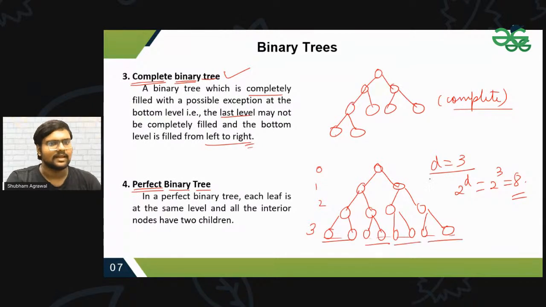So this is about the complete binary tree, in which the second last level should be fully filled and the last level may or may not be filled, but the filling should be done from left to right. So I can't have any node here. It should be done from left to right: first the left child will be there, then the right child. And in a perfect binary tree, at the last level all the nodes should be filled.